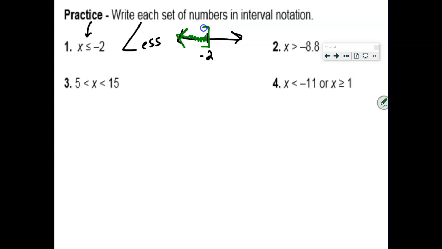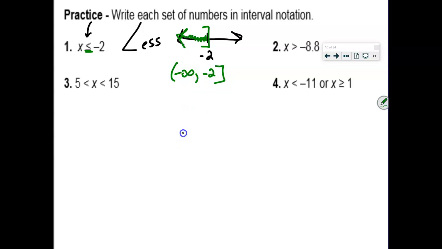Why is it a squared off bracket? Because it has an equal to symbol, which means -2 is included in your solution. So now, the reason I like to graph them is because I can read the interval very easily from left to right, because that's how we read things in America, I guess, and most places. Left to right, starting at, good, negative infinity lives out there, and then it ends at -2 with a bracket.